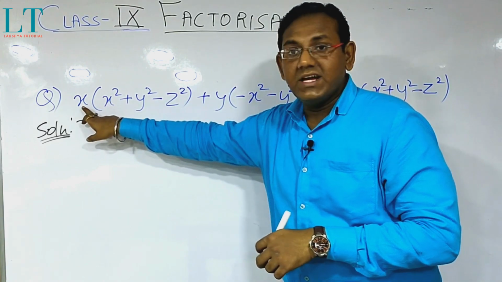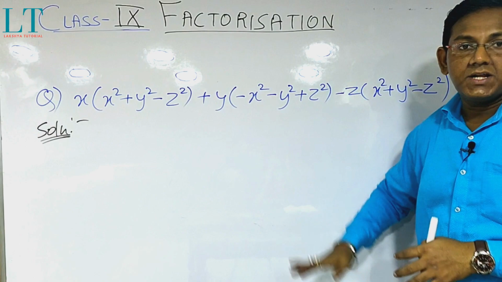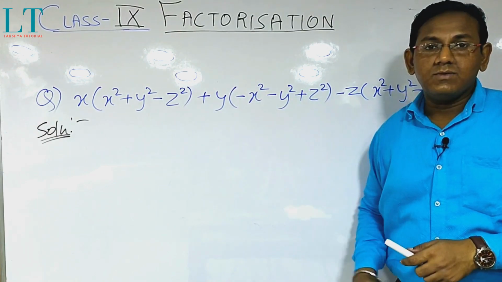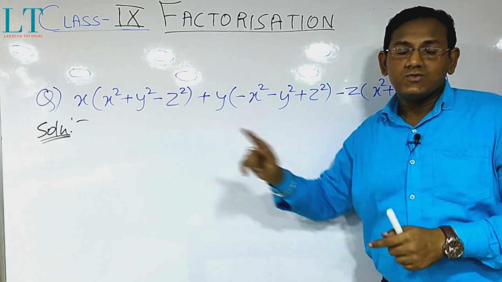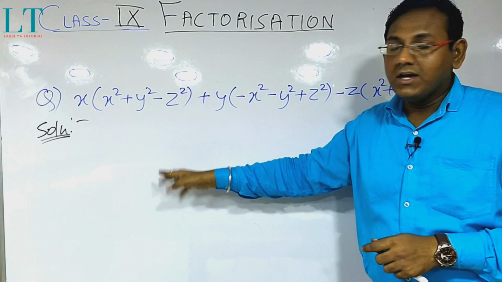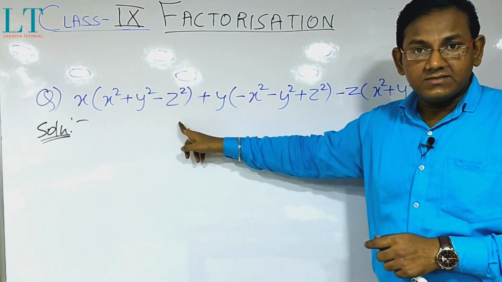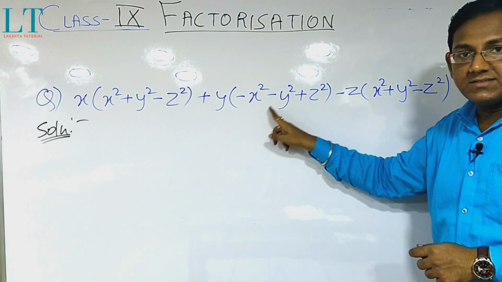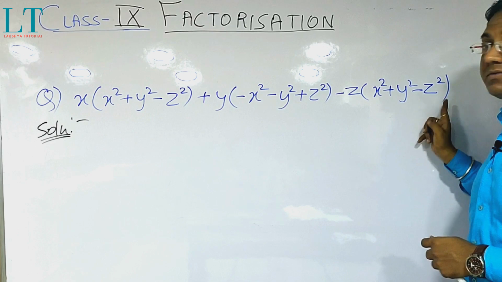In this particular case we are seeing that x is present, in this one y is present, and in this one z is present. So we cannot take any terms common because each and every term is having different terms outside the bracket. So we cannot take anything common. So what about the terms that are present inside the bracket? Inside the bracket, the terms present are x square plus y square minus z square. Over here, minus x square minus y square plus z square. And over here, x square plus y square minus z square.